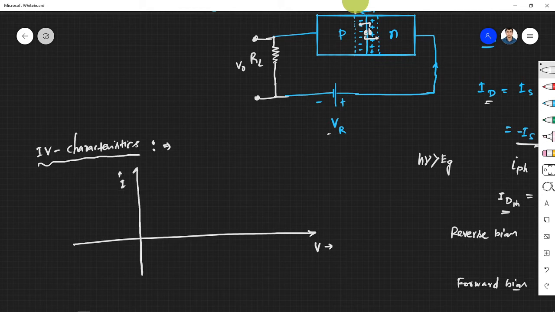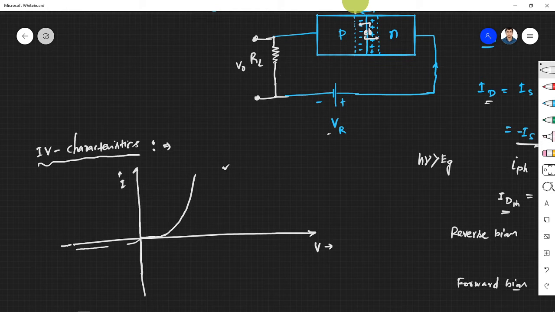So let's draw forward and reverse both. In forward, we are in this first quadrant. For the forward bias diode IV, initially it's very low, then when we cross the knee voltage, it increases exponentially. And then in the reverse bias, it starts very low and then saturates at our IS. Oops, and they are not to scale.